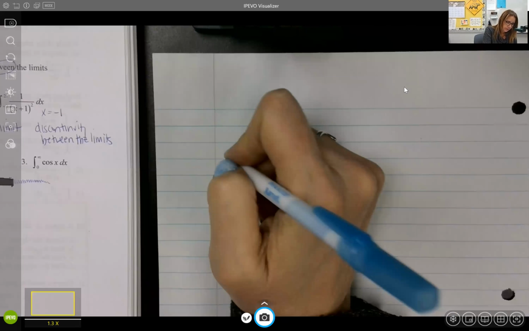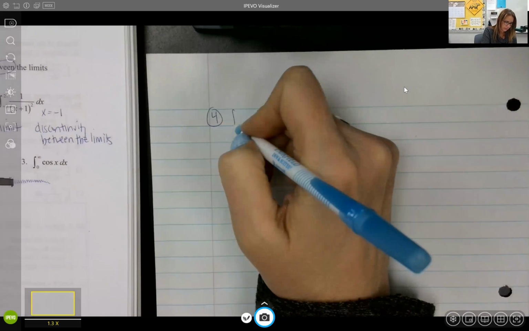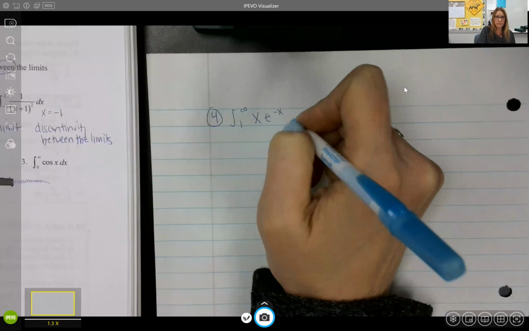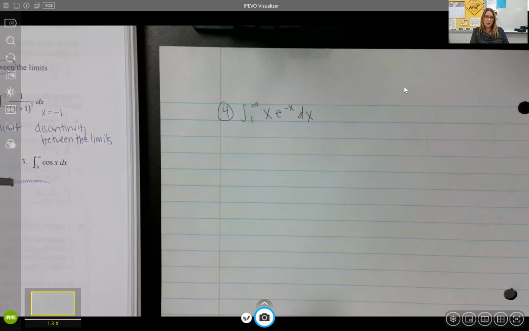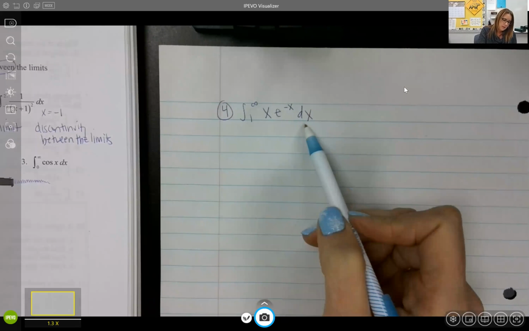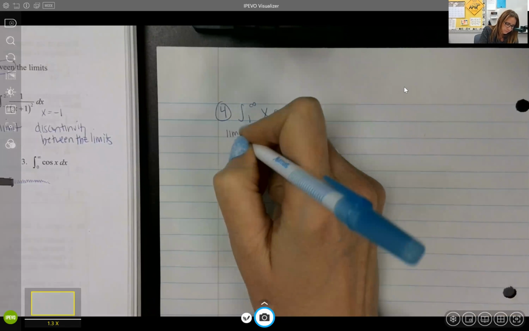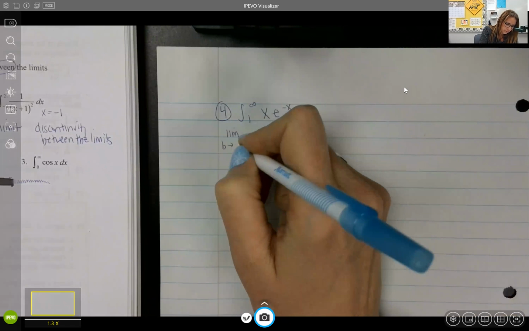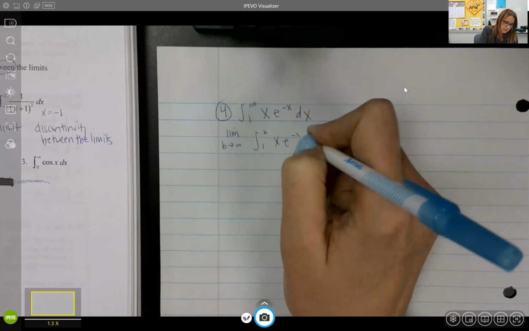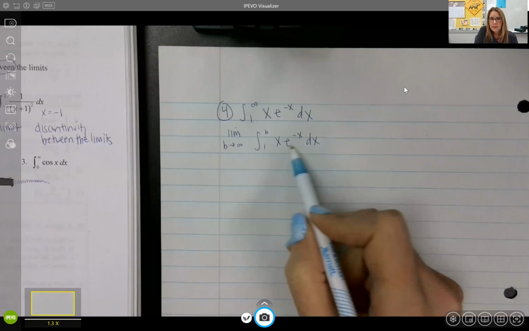All right, example 4. So there's 2 left. We've got example 4 and example 5. Okay, so we've got the integral from 1 to infinity of x e to the negative x. Now I notice there's an infinity here, so I'm going to write my limit, 1 to b. Okay. Next step is to take this integral, right?